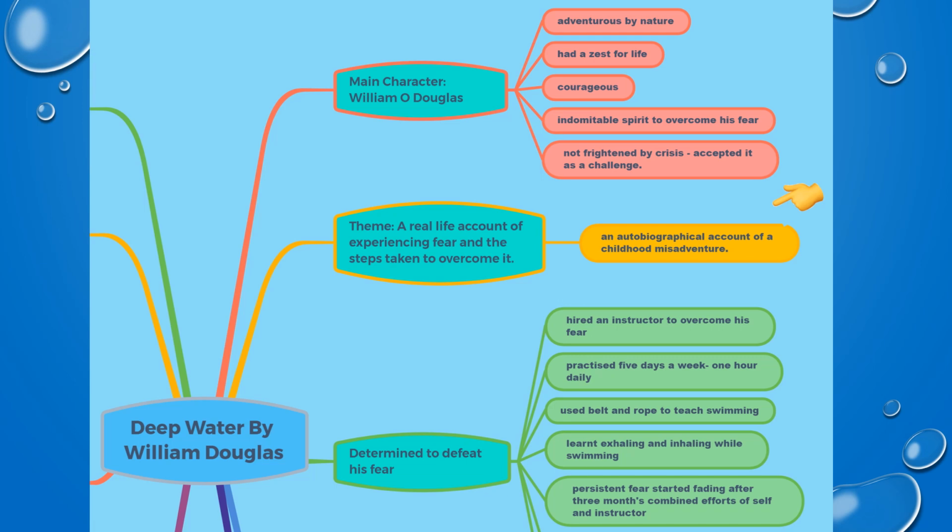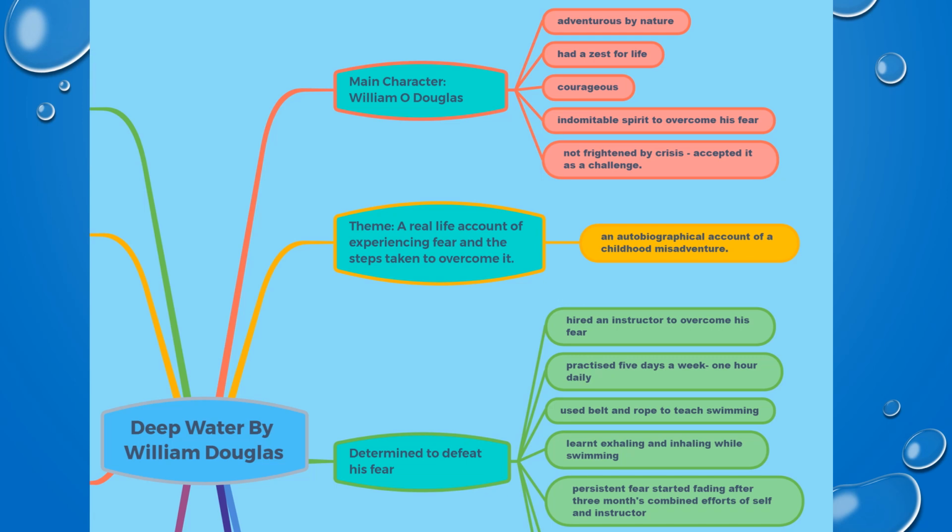Now, if I ask you what is an autobiographical account, it's an account of a person's life written by the person. Here, The Water is an autobiographical account and it's narrated by William Douglas. So, William Douglas is narrating his own childhood misadventure and how it affected him.